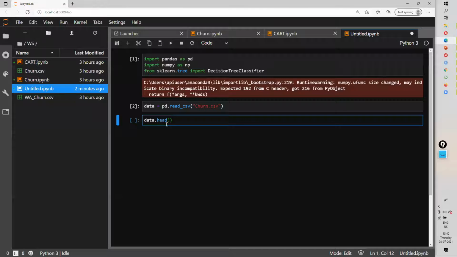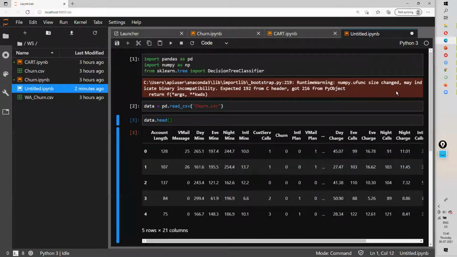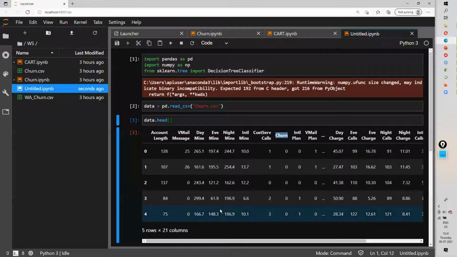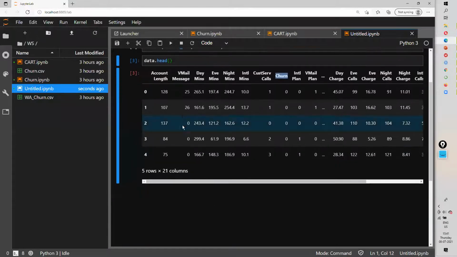Once we read the data, you can view a snapshot of it. This is how the data looks: account length, voicemail message, day minutes. More about this later. Churn is the variable that we have to predict. It has two values, 0 and 1. 0 means the customer is not going to leave. 1 means the customer is going to leave. So we want to predict this variable using all the others. All the others are nothing but our input variables, right? So how do we do that?